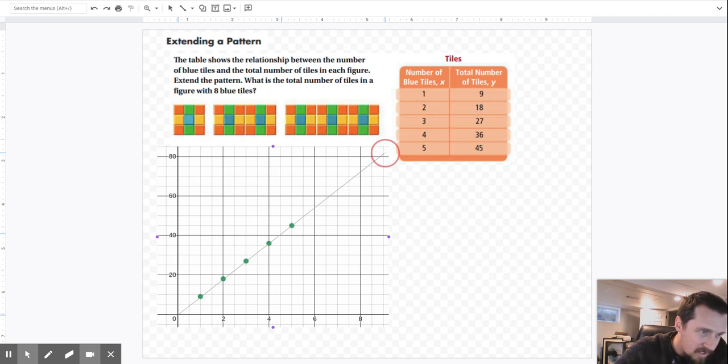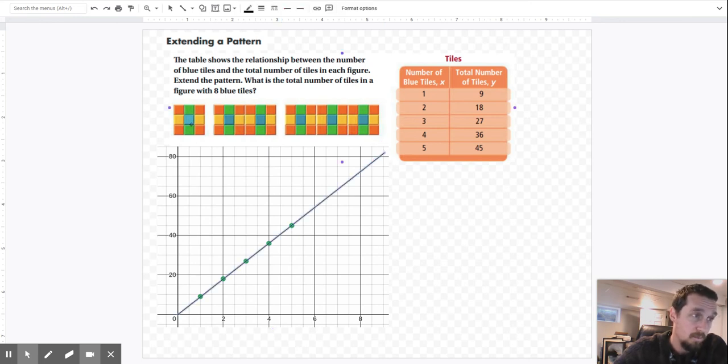And you'll notice that I started at 0, 0. I made the assumption that if there were 0 blue tiles, there would also be 0 total tiles. Okay, so that's my line. That's the pattern that I saw.